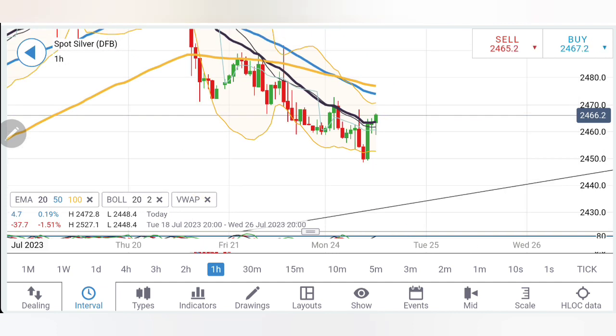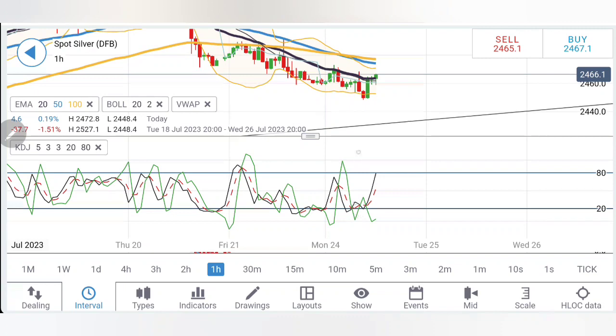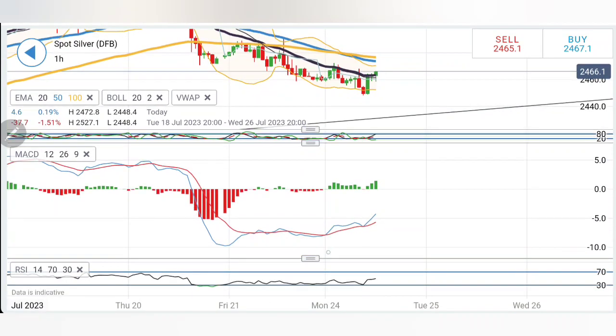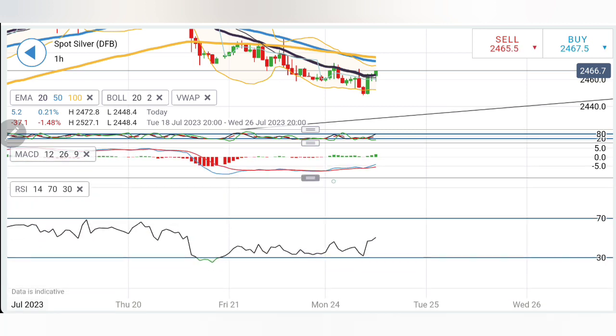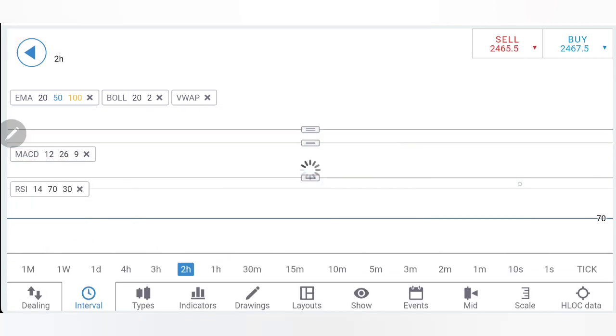If you look at hourly charts, you will find silver so far is trading in this bearish channel. Hence above 2470, that should be a breakout. Stochastic rising, MACD divergent and bullish. You can see silver has stabilized here, now trying to look upwards. RSI is also looking upwards.